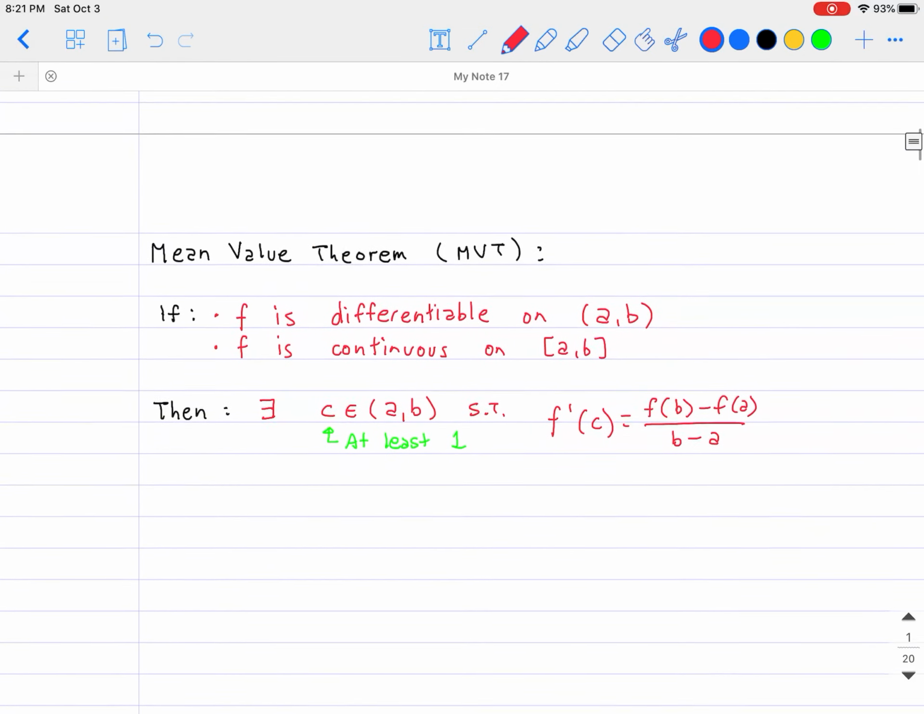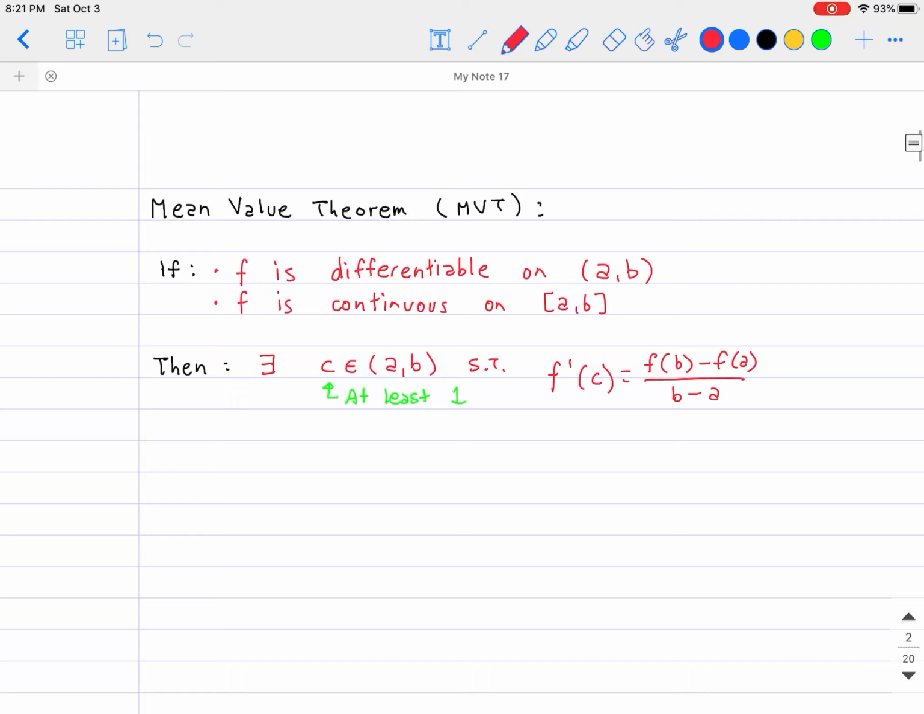Now, what I want to do is take Rolle's theorem and apply it to a better scenario, something that's a little bit less restricted. And this right here is probably going to be used a lot more often than Rolle's theorem. This is what is known as the mean value theorem. So you'll notice that the setup for the mean value theorem is exactly the same as Rolle's theorem.